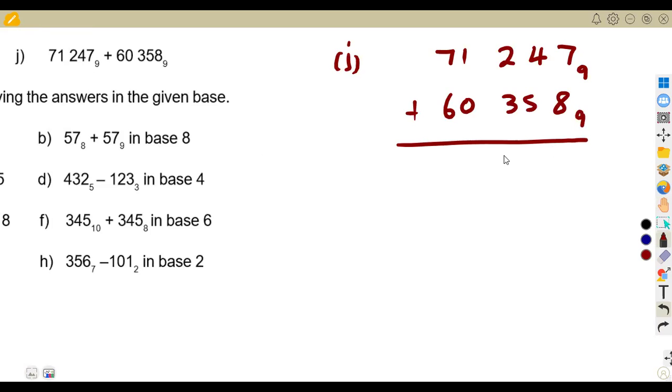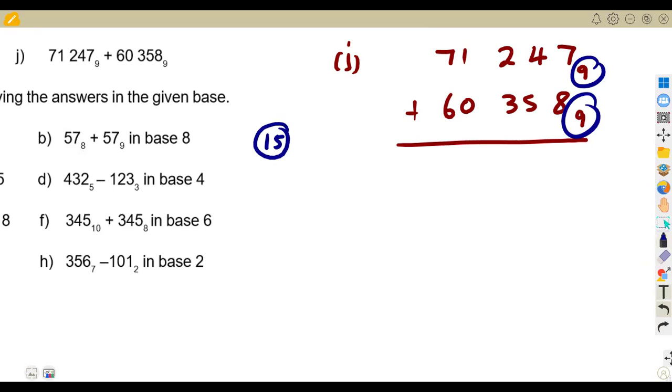All right, so we have to add our numbers first. We are in base 9. If we add 7 plus 8, that is going to give us 15. 15 is bigger than the base.